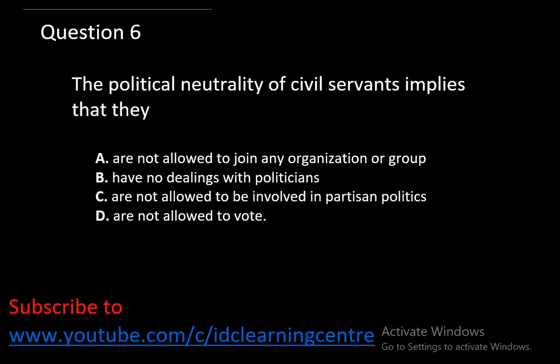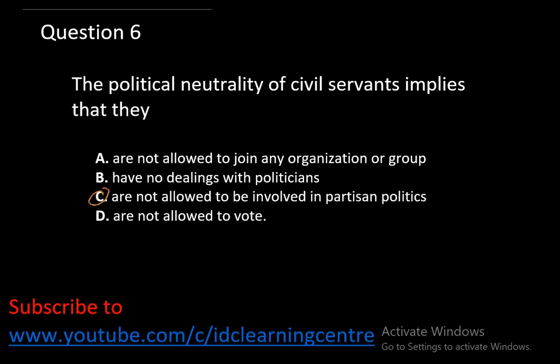Question 6. The political neutrality of civil servants implies that they A. are not allowed to join any organization or group, B. have no dealings with politicians, C. are not allowed to be involved in partisan politics, D. are not allowed to vote. The right answer is C, are not allowed to be involved in partisan politics. The political neutrality of all civil servants implies that they are not allowed to be involved in partisan politics.